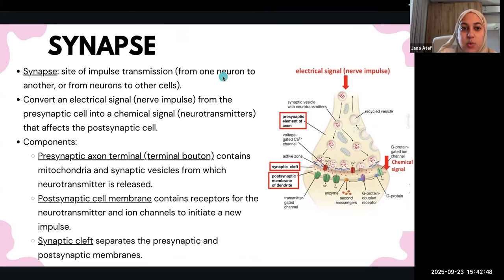Basically, a synapse connects one neuron to another, or one neuron to another cell. What could the other cell be? It could be a skeletal muscle cell. So basically, the end of an axon has to connect to something. Where it connects, that space between them, that's a synapse.